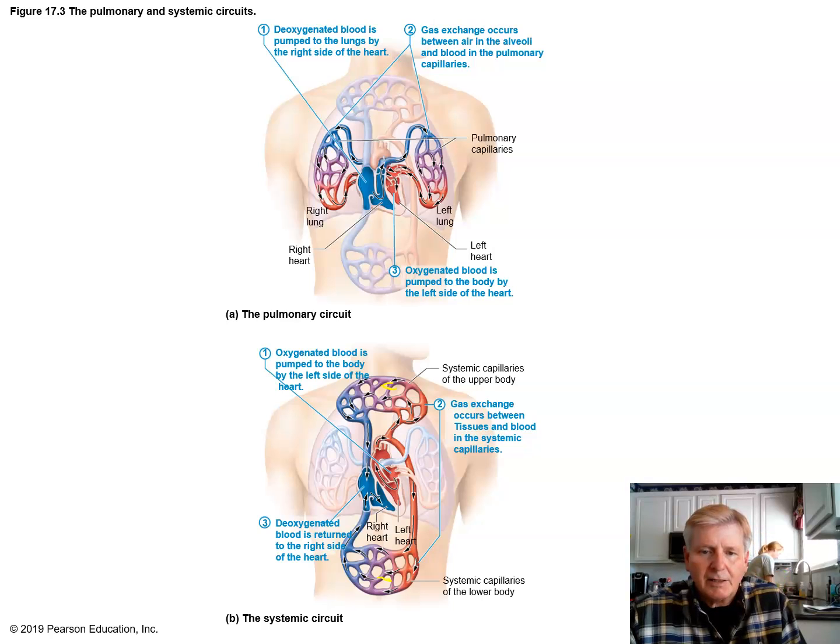Okay. And then once that oxygenated blood is delivered to the tissues via those systemic capillaries, the deoxygenated blood will then return back to the heart into the right atrium through the inferior vena cava, taking deoxygenated blood from the lower body below the diaphragm, and deoxygenated blood returning from the upper body via the superior vena cava.